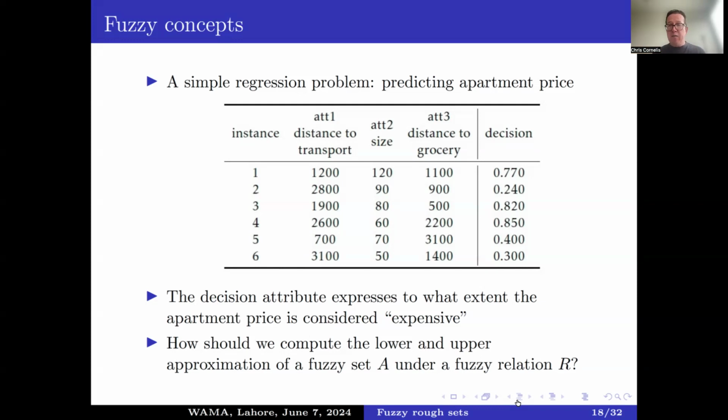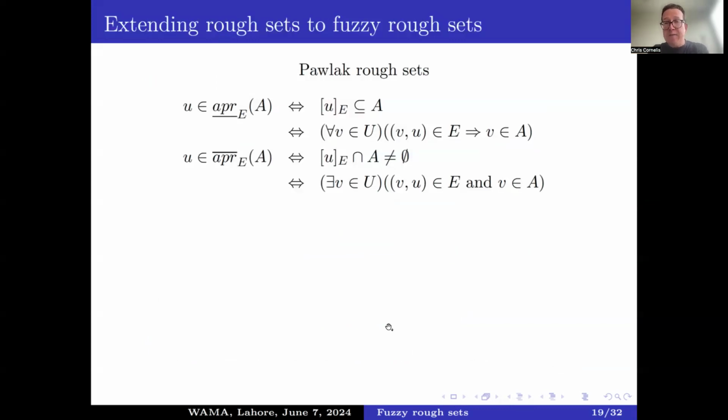So in general, what it all comes down to is we need to establish how we will define lower and upper approximation of a fuzzy set, some concepts, under a fuzzy relation, either dominance or indiscernibility. And for that, we will use some of the machinery that fuzzy logic gives us.